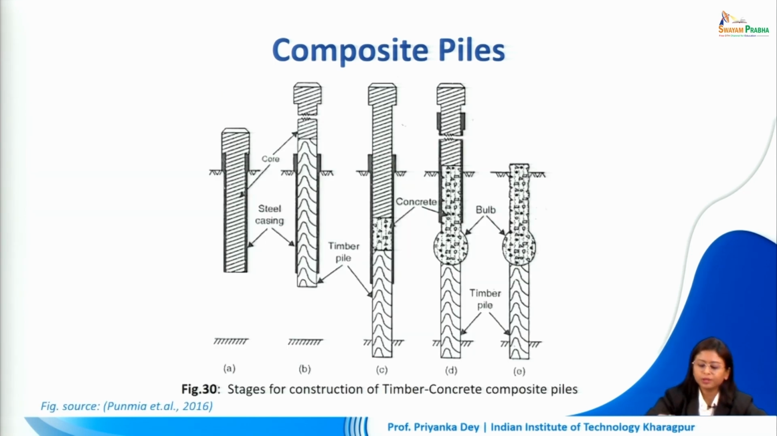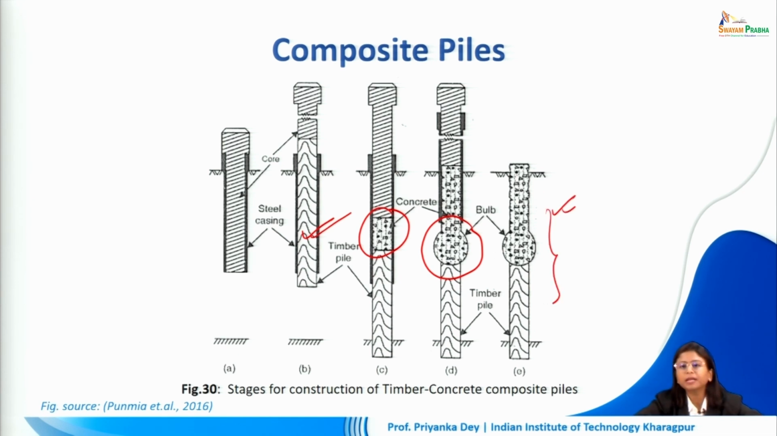So this is what it will look like. This is the timber pile portion. This charge of concrete is going to become a bulb once pressure is placed with the help of a core, and then eventually it will form one composite pile which will act together.